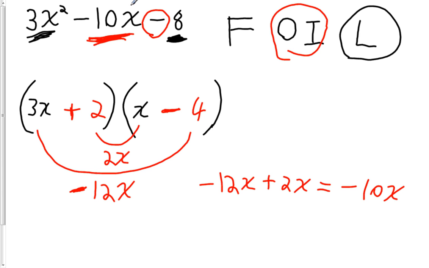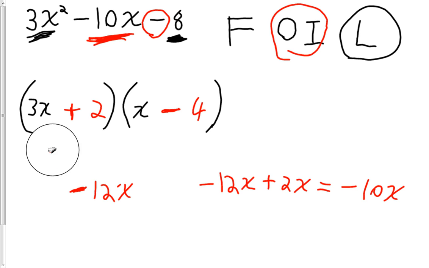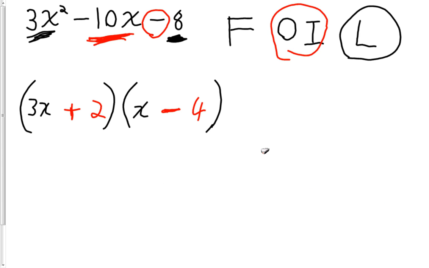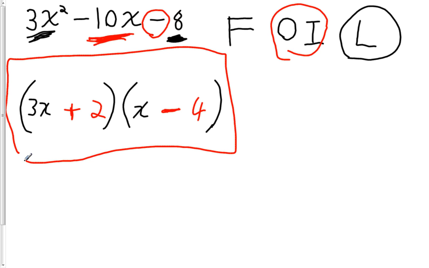And now I have the factorization of my trinomial. Now let's say we wanted to check to see if this was the correct factorization. All we have to do is FOIL. Once again, first times first will give me the 3x squared. Outside times outside will give me the negative 12x. Inside times inside will give me the positive 2x. When I combine those, I'll get negative 10x. And last times last will give me negative 8. And here I've factored this trinomial. This is the solution. This is the factorization. And that method was trial and error.